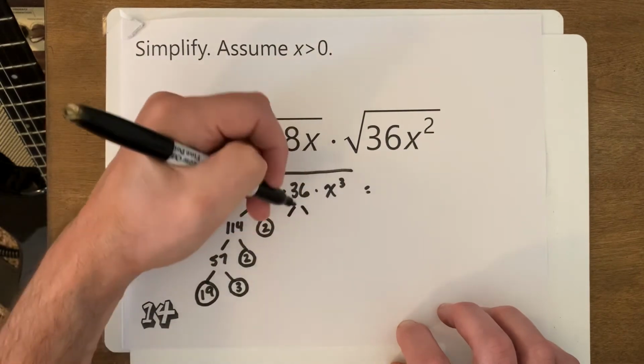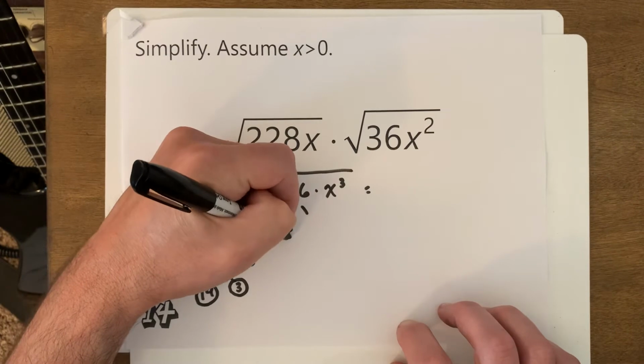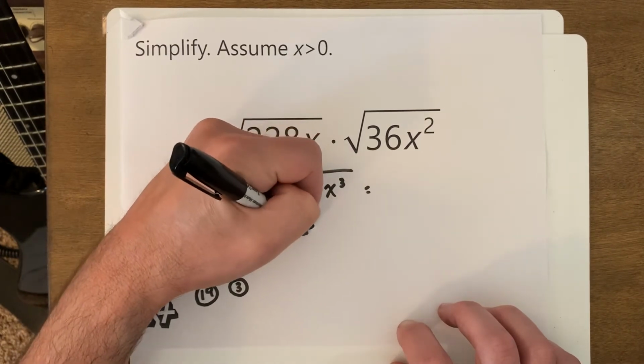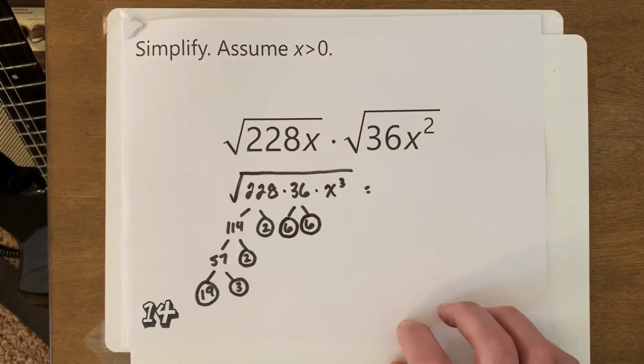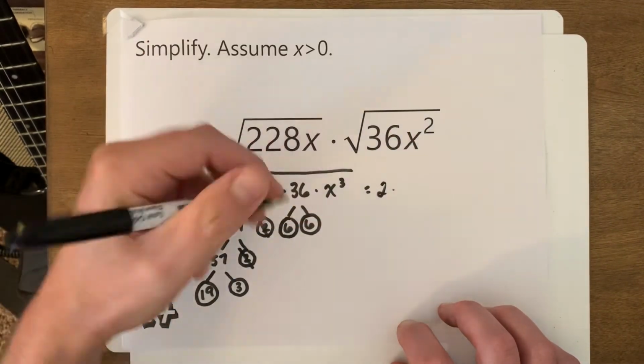36 is fairly simple. That's just 6 times 6. And we have a square root here, so I am allowed to circle the 2 6s this time. So let's look for pairs now. I've got a pair of 2s. I've got a pair of 6s.